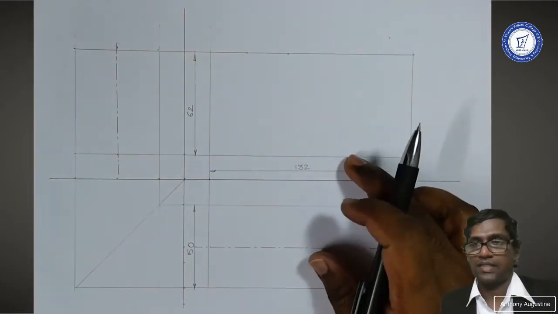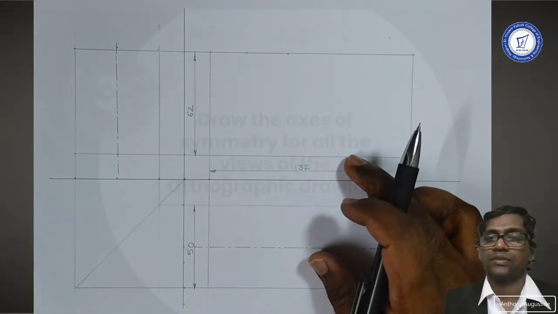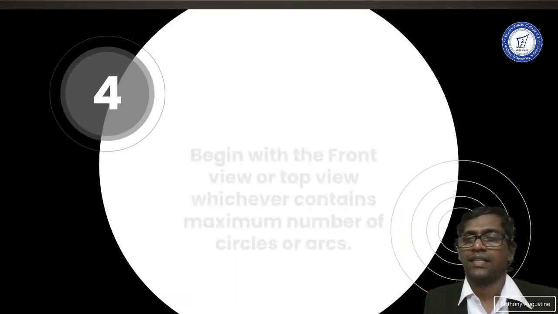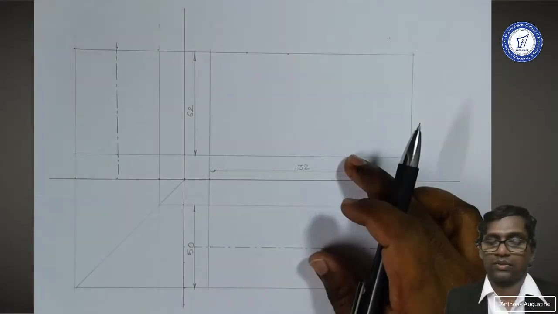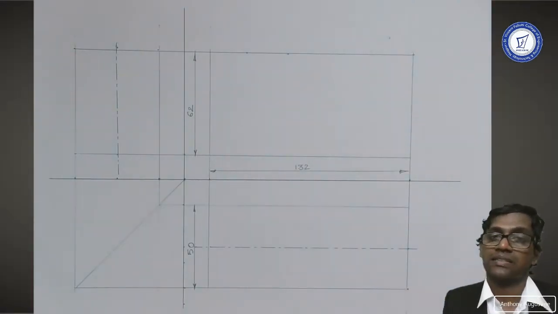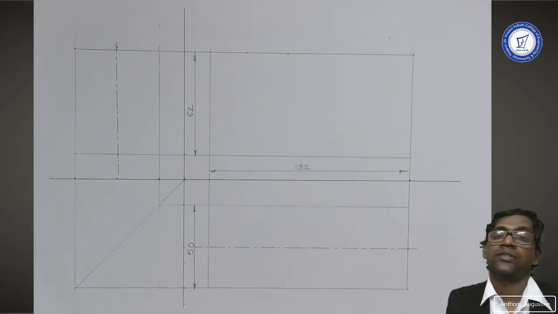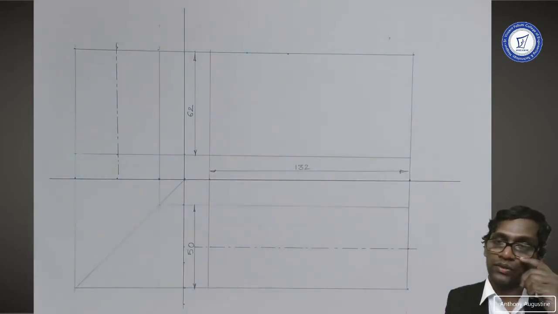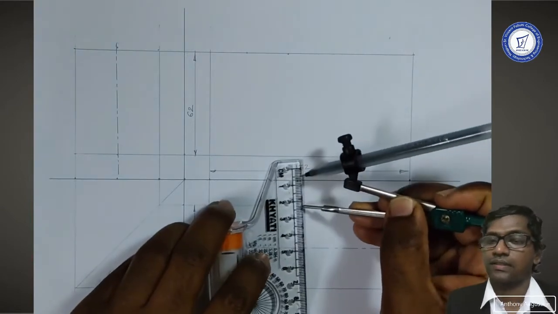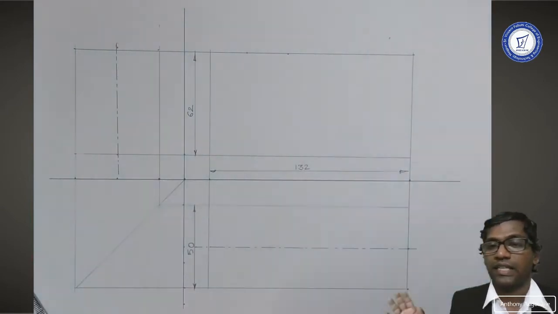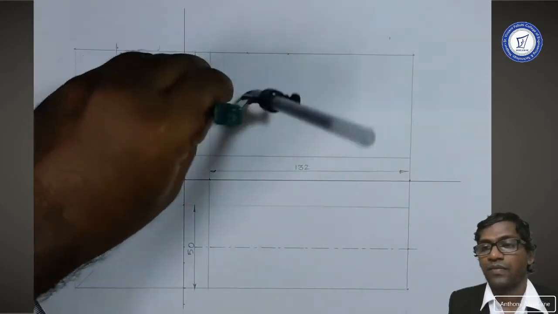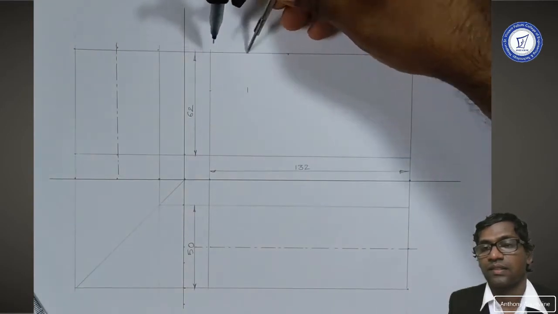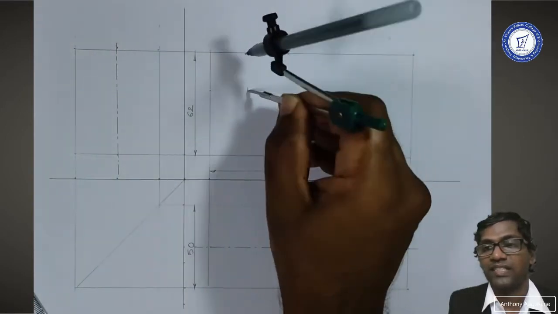Next, once I have drawn the layout, I need to begin with the view which has the maximum number of circles. So the front view is the view which has the maximum number of circles, and I need to complete the front view first. So here you can see me draw the front view. First I locate the circle or the semicircle by use of arcs. This is the 22 mm radius semicircle.